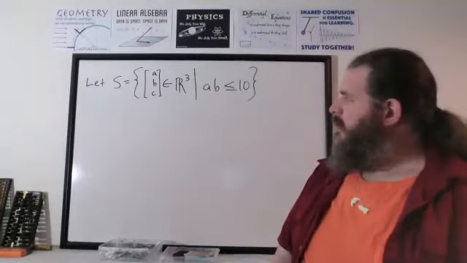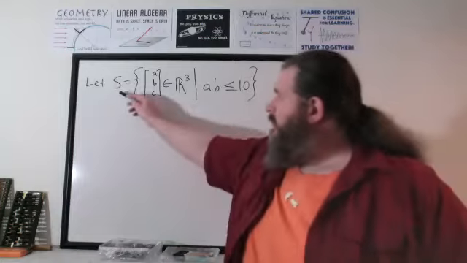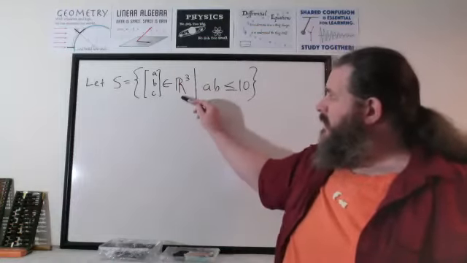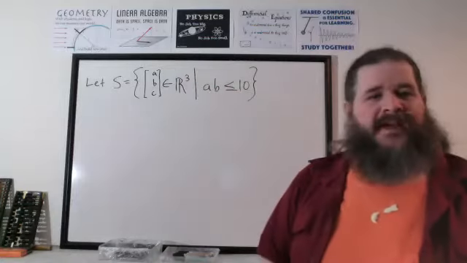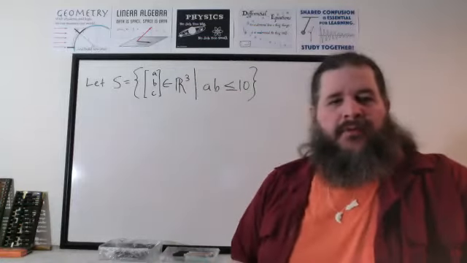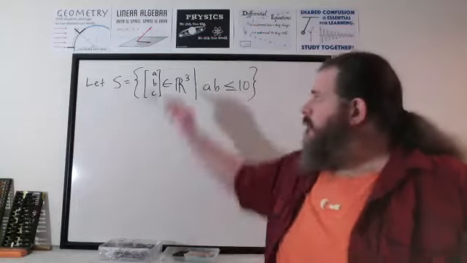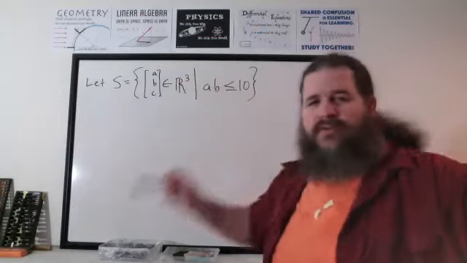So here we have a definition of some collection of vectors. S is the set of all vectors A, B, C in R3 such that A times B is less than or equal to 10. In other words, all 3x1 vectors such that the first and second coordinates have a product that's no larger than 10.